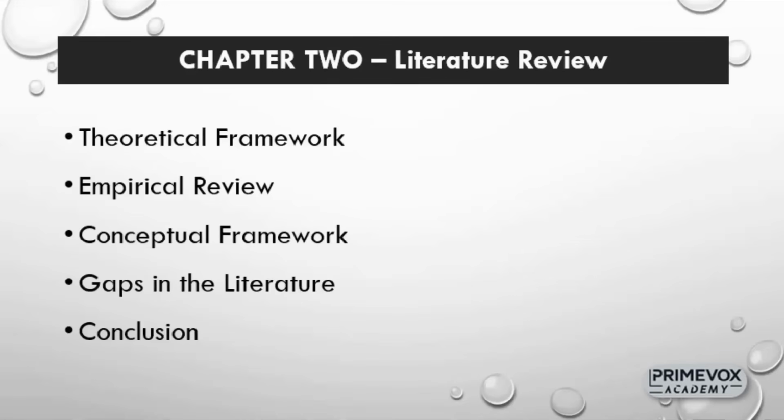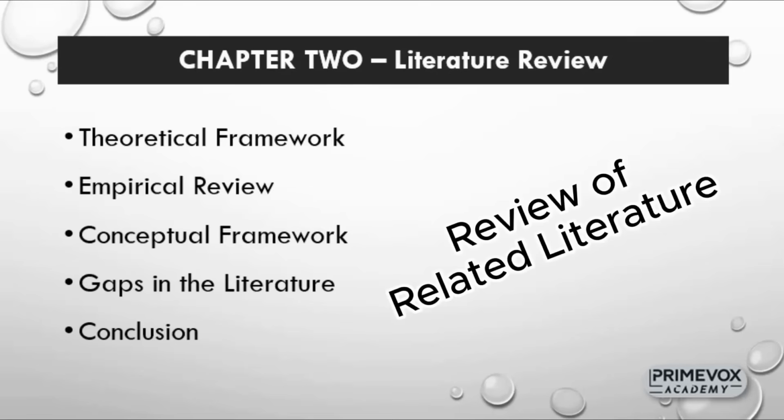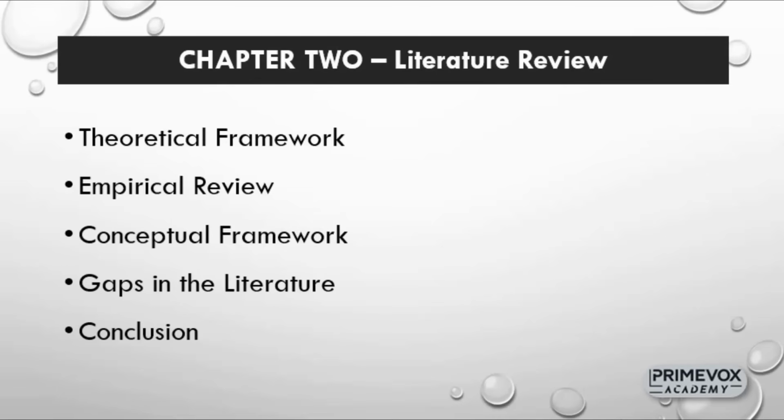After that, this is chapter 2. In chapter 2, this is where you write your literature review. It is now called Review of Related Literature. You have theoretical framework, empirical review, conceptual framework, gaps in the literature, and conclusion. These terminologies might be difficult for some undergraduates to understand. That is why we are employing AI to help us, okay? But before we get to our system, let me try to explain them.